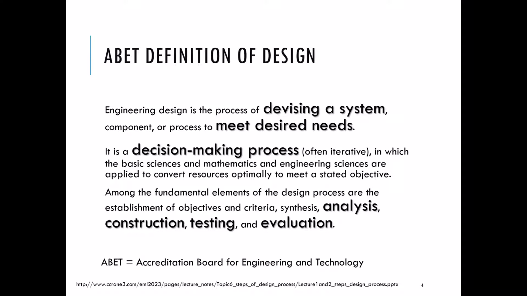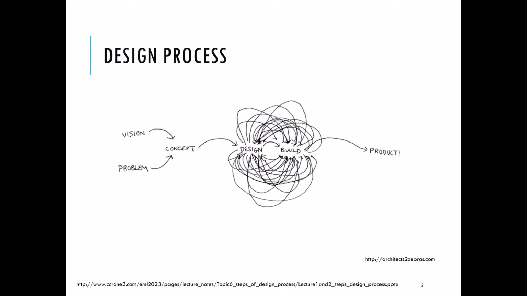So let's take a look at a different interpretation of the design process. That last one was more of a text-based or wordy way of describing the design process. This is a more visual way. The way to read it is you start off with some kind of vision or problem, you come up with a concept, and then you get into this really busy or messy process of designing and building, in which you're going back and forth, back and forth, back and forth. And at some point, you're going to end up with a product. And we're like, okay.